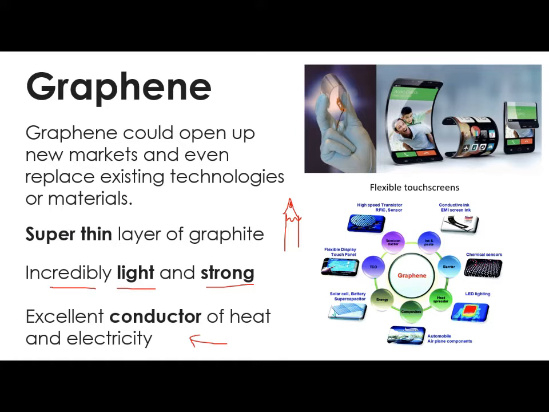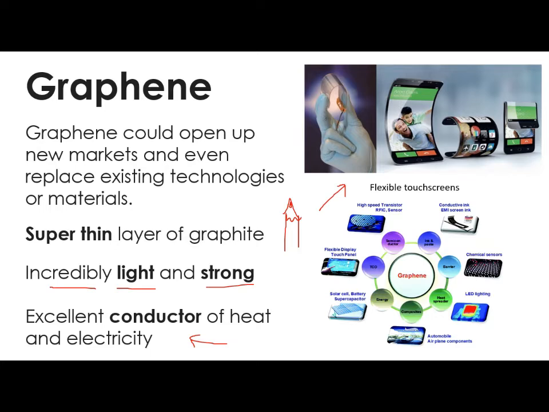So it's got loads and loads of different things you could use it for, but one of the big things that potentially it could be used for is a very thin layer of graphene could be added to a flexible polymer screen, and because it conducts heat and electricity so well, you could make super thin flexible touch screens like the ones on the screen here. It's got lots and lots of other different types of applications in things like batteries, in LED lighting, in airplane components, all those different types of things.